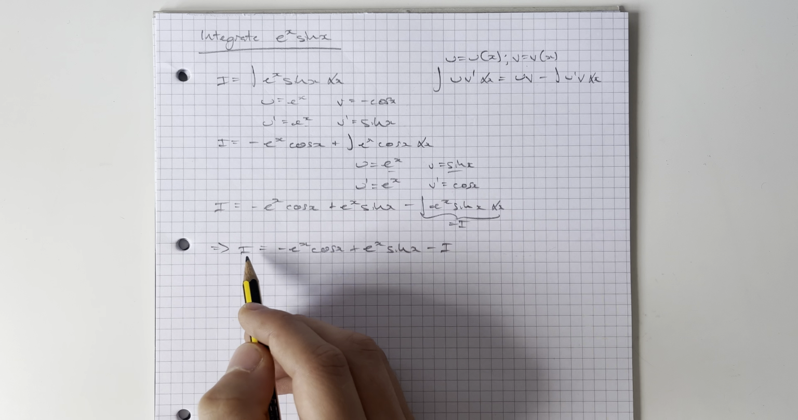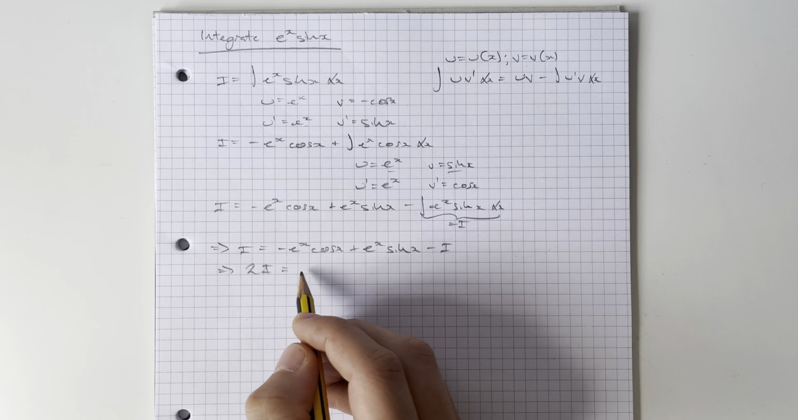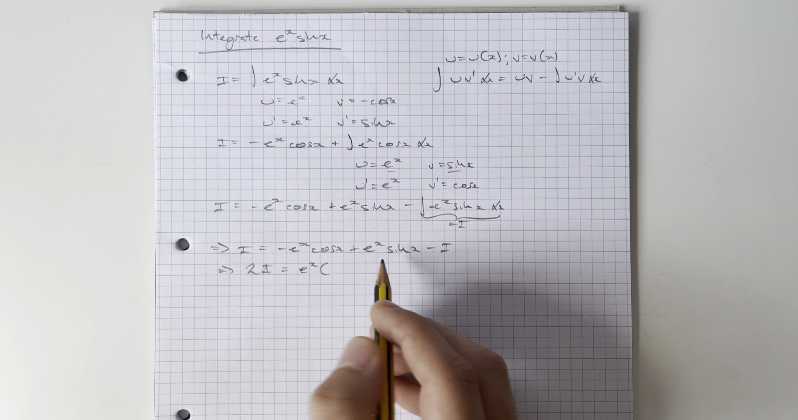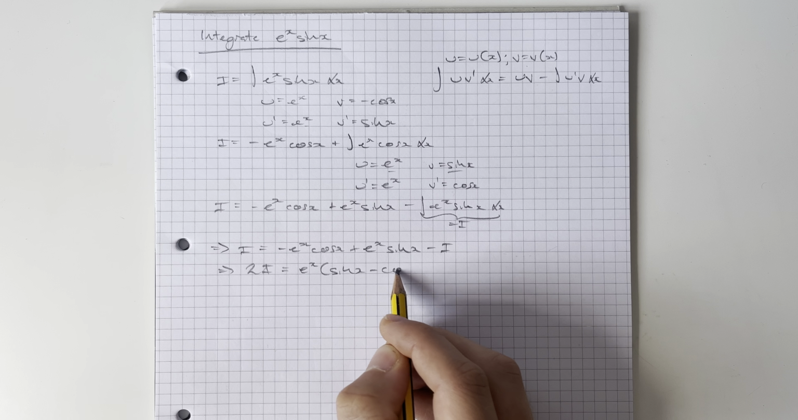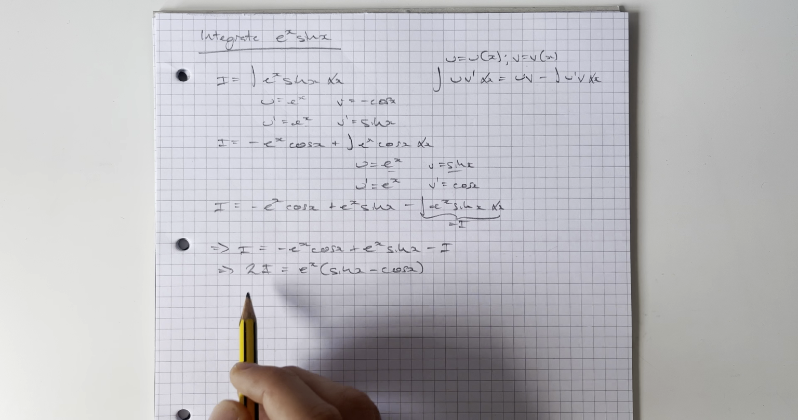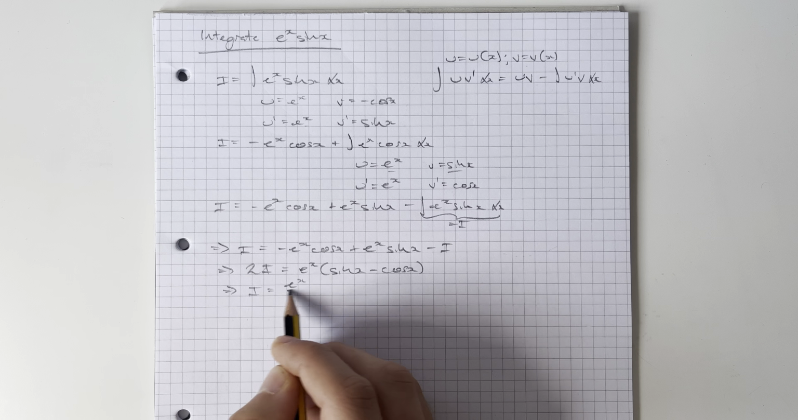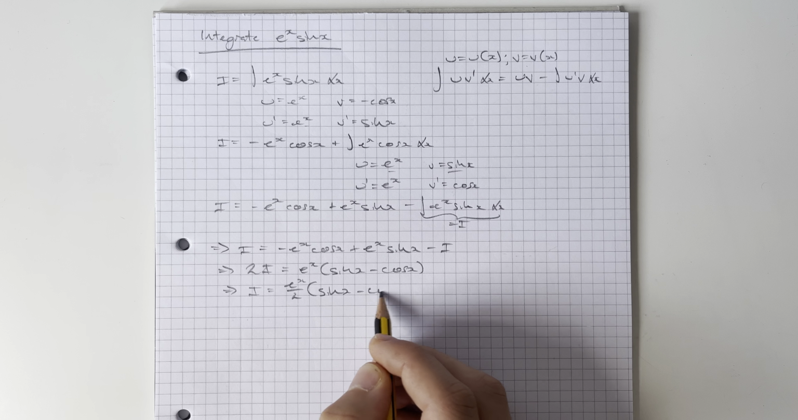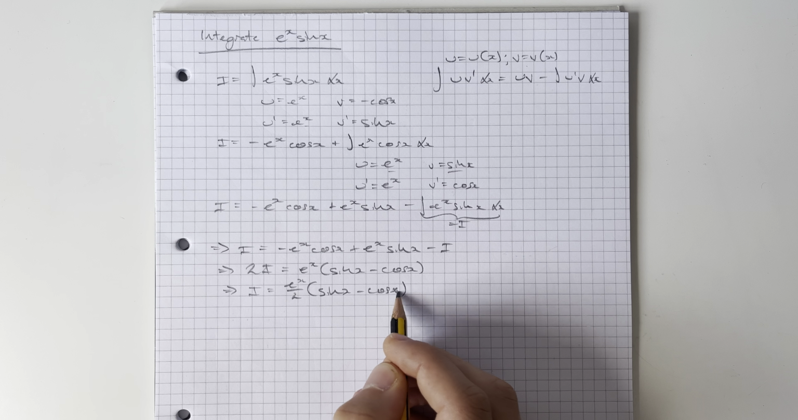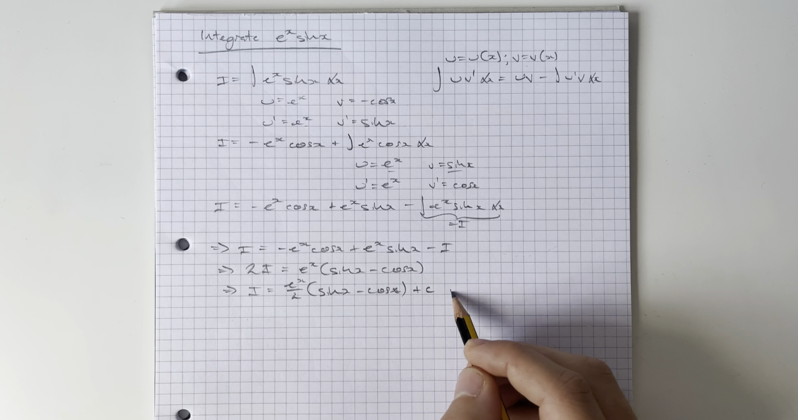Now we'll add that I to the other side. We end up with 2I is equal to, and we'll factorize as well, e to the x of sine x minus cosine of x. Doesn't matter which order we put those in. And now we'll divide by 2. So I is equal to e to the x over 2 of sine x minus cosine of x. This was an indefinite integral, so we have to include at the end our plus c. Beautiful.